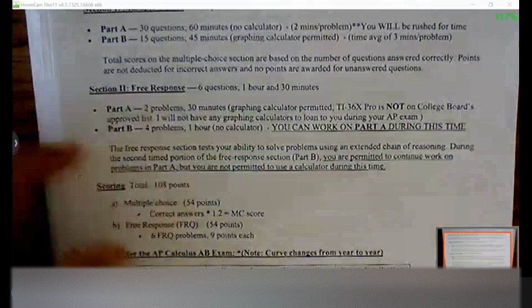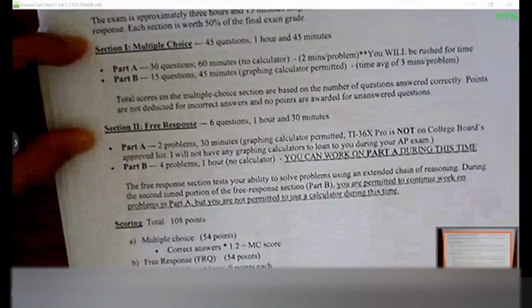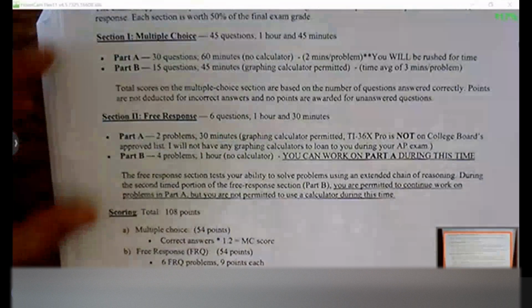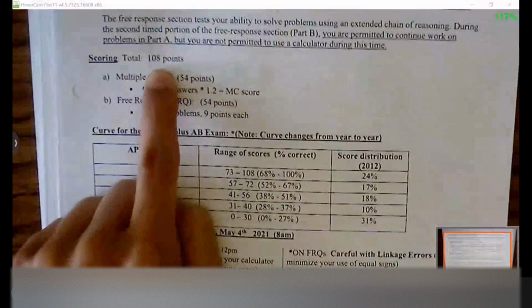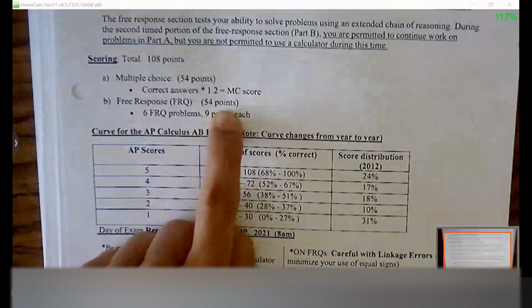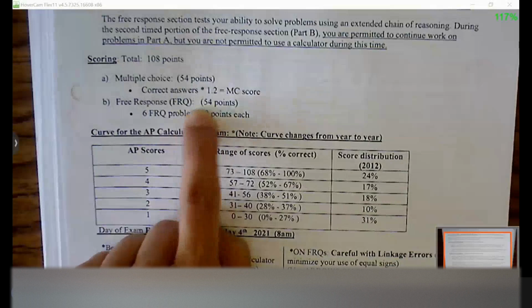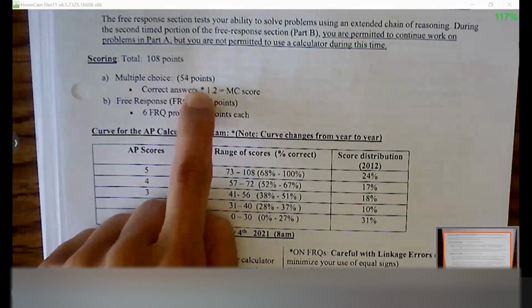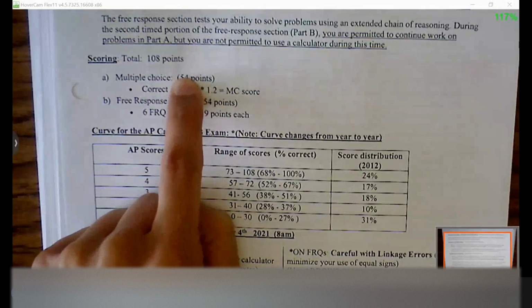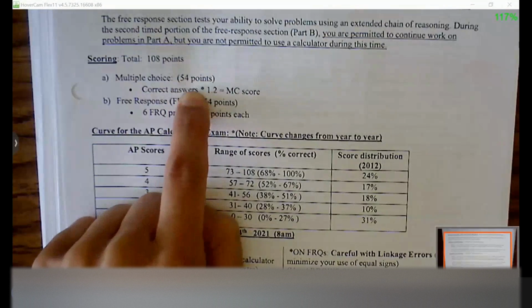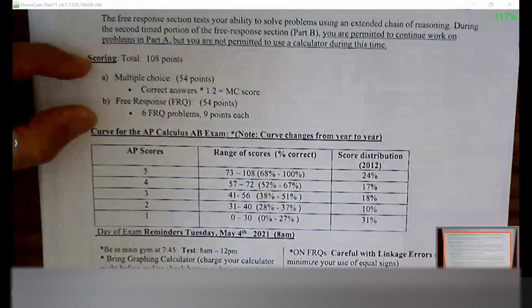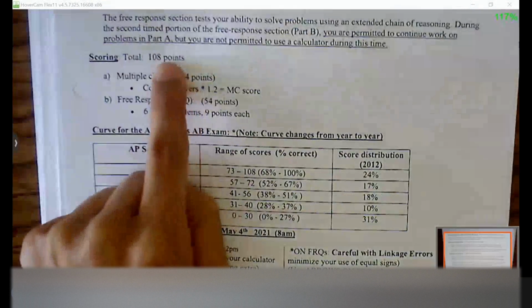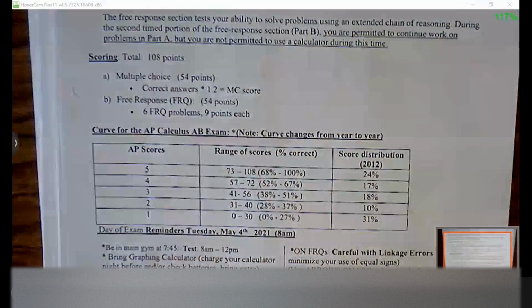Both parts, multiple choice and free response, are worth 54 points, so it totals 108 points. Free response is 9 points per problem, so 9 times 6 is 54, but multiple choice is only 45 questions. To get to that 54 points, however many questions you get correct, they'll multiply that number by 1.2 to get it up to 54, so that these are matched evenly, and then your total exam raw score is out of 108.